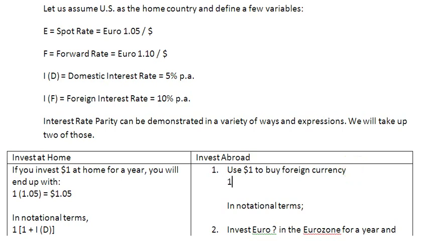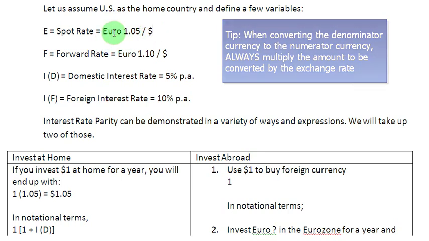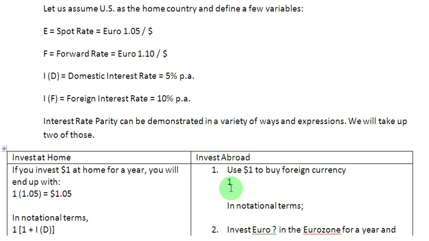You have $1, so I write here 1, and then what you need to do is you need to convert your dollar to euro, and that conversion you are going to do at the spot rate, that is the going rate at the moment, which is equal to 1.05 euros to a dollar. And since we are converting dollars to euro, that means we are converting a denominator currency into the numerator currency. We are going to multiply. Multiply what? Multiply the amount to be converted, that is $1, and multiply by what? By the going rate of exchange, that is the spot rate, which is equal to 1.05. So what you get is euros 1.05 for your $1.